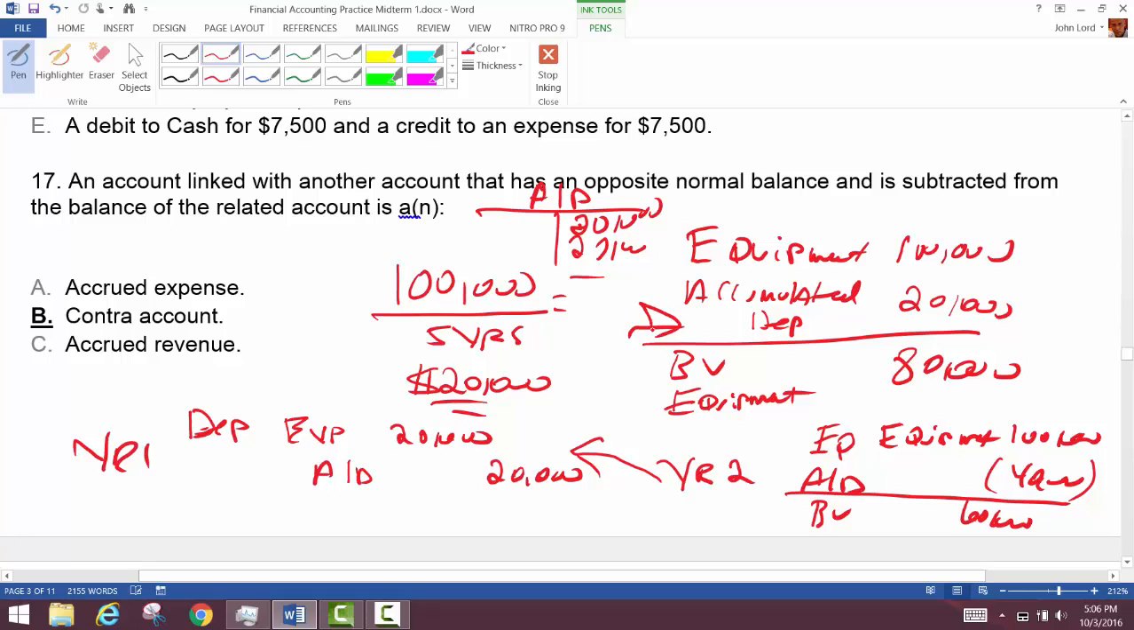Accumulated depreciation is a contra asset account. Contra means opposite, against. It's basically a Spanish word, contra, against. Okay, so it is against the asset account, isn't it? Accumulated depreciation. Okay. Okay, good.